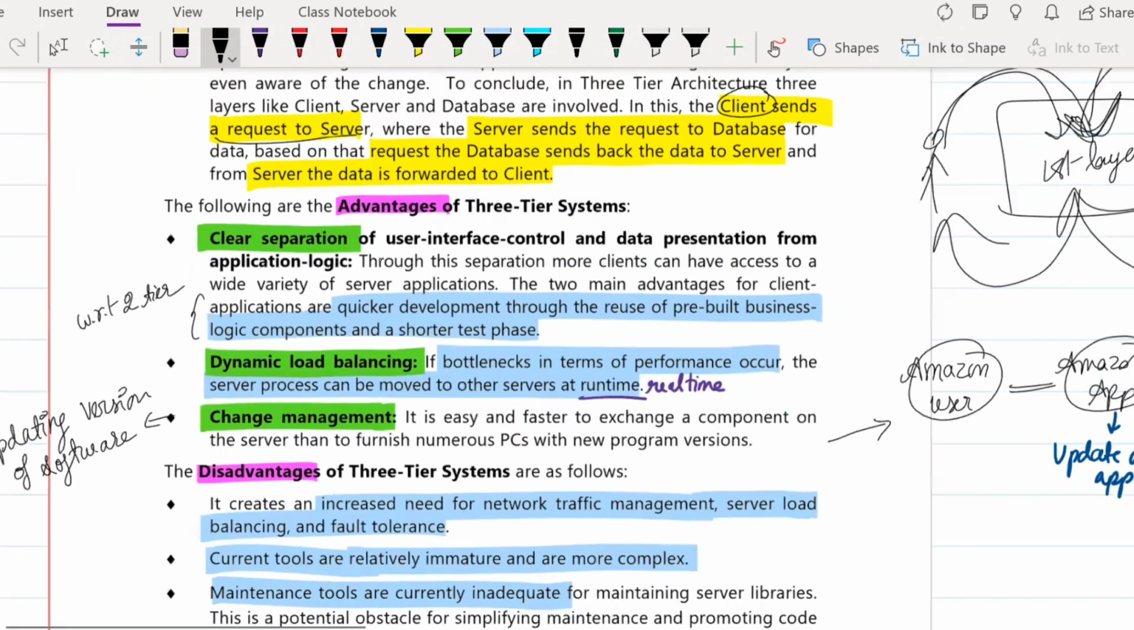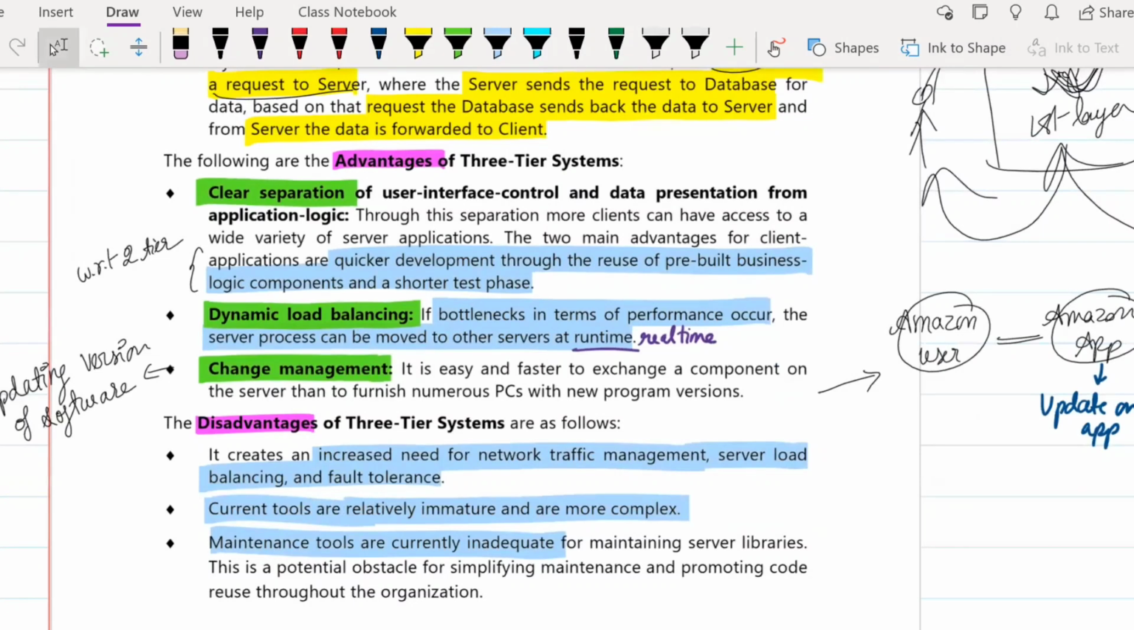Okay. So advantages of 3-tier system. So here first they're telling that there is a clear separation between all the 3 layers.